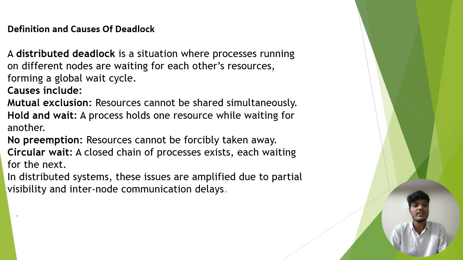What are the causes? They include mutual exclusion: resources cannot be shared simultaneously. Hold and wait: a process holds one resource while waiting for another. No preemption: resources cannot be forcibly taken away. Next, circular wait: a closed chain of processes exists, each waiting for the next. In distributed systems, these issues are amplified due to partial visibility and internode communication delays. So, the main causes of deadlock are mutual exclusion, hold and wait, no preemption, and circular wait.